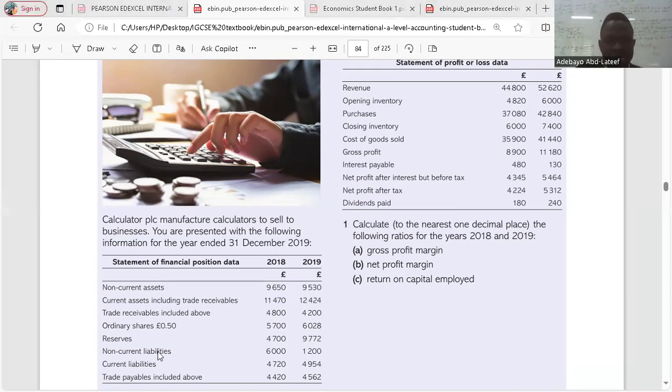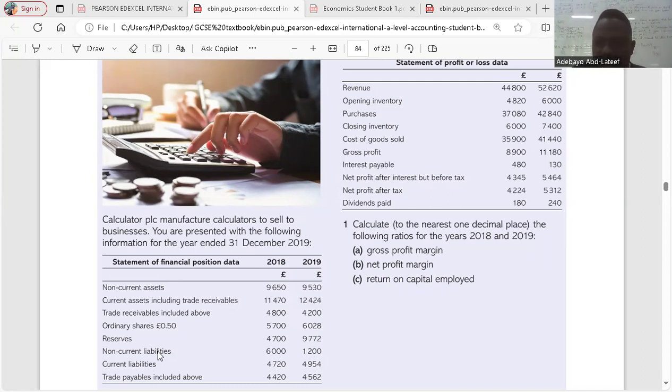So the gross profit margin is the gross profit for 2018, which is 8,900 divided by the revenue, which is 44,800 multiplied by 100. That gives us 19.86. And we're told to give our answer to the nearest one decimal. So the gross profit margin for 2018 is 19.9. Then for the net profit margin for 2018, it will be net profit.